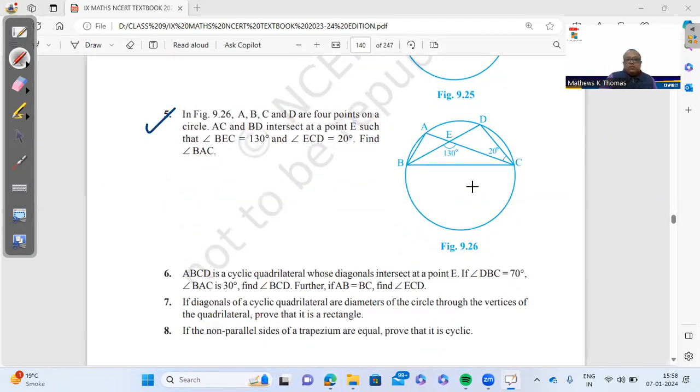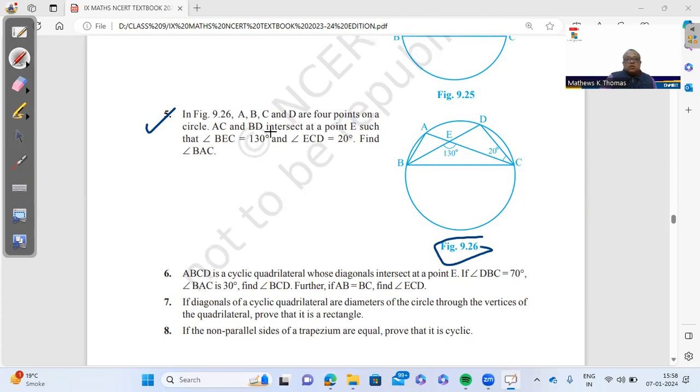Then question number 5. These are 4 points A, B, C, D on the circle. AC and BD intersect at the point E. Now here this is given 130 and this is given 20. Find angle BAC. What we can do is find out angle CED first. See, this angle is given 130, so this is a linear pair. I can find this as 180 minus 130, which is going to be 50 degrees.